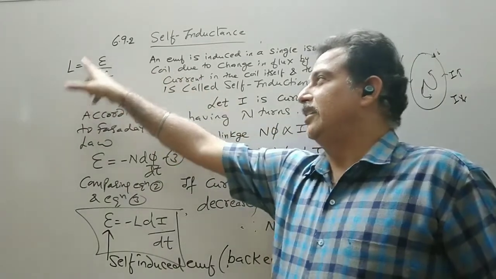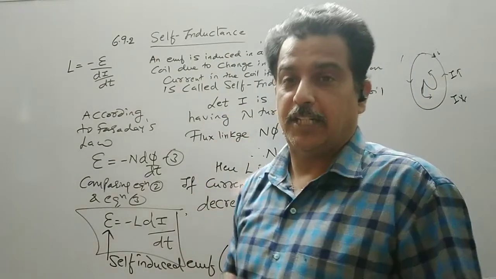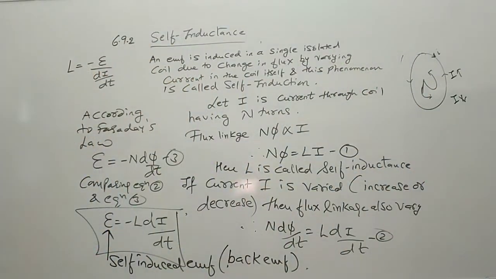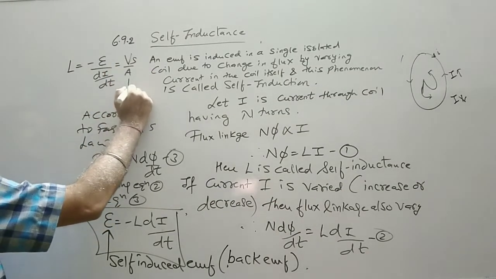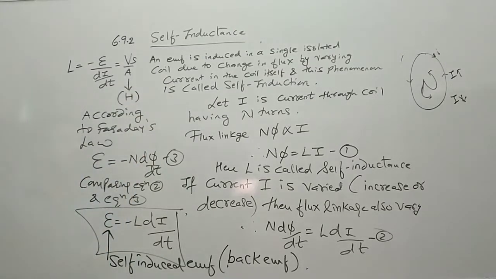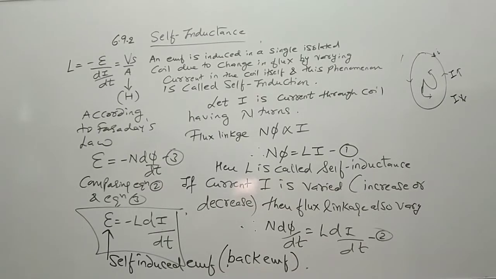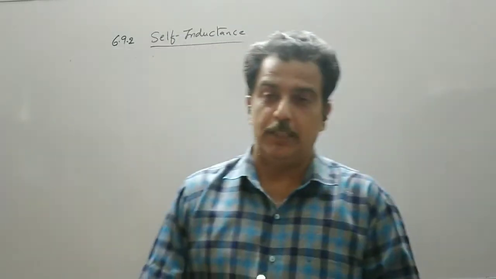It is defined as the ratio of the self-induced EMF to the time rate of change of the current in the coil itself. So this is one definition. Again, the unit is volt second per ampere, which is known as Henry, denoted by capital H. So this is the self-induction, and now we will see the self-inductance of a solenoid.